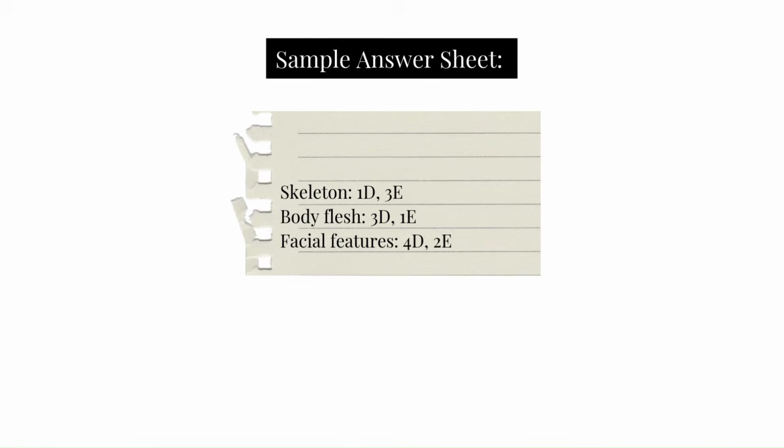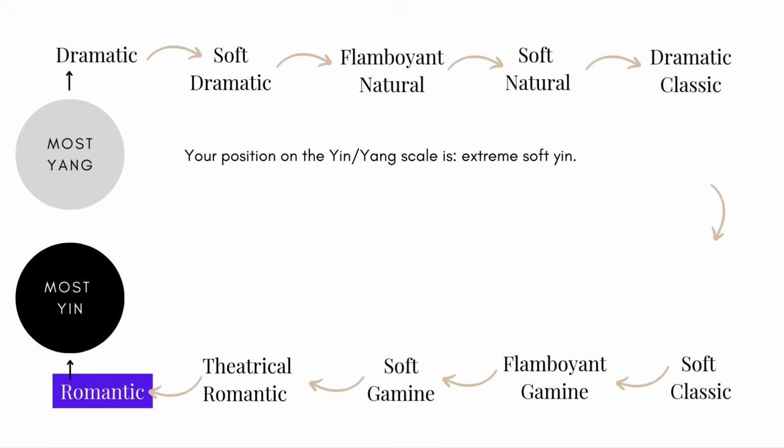For a romantic, a sample answer sheet may look something like this: a lot of D and E answers, so just conveying a lot of softness and roundedness. This is the most plush, soft body type. Your position on the yin yang scale is extreme soft yin. It is the uttermost yin that yin can get. So it's completely soft, just characterized by that lushness, that softness, and smallness as well.